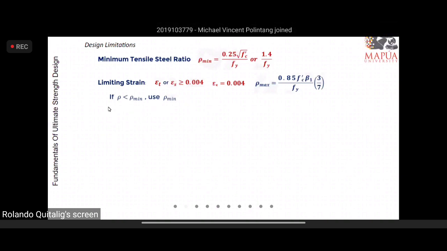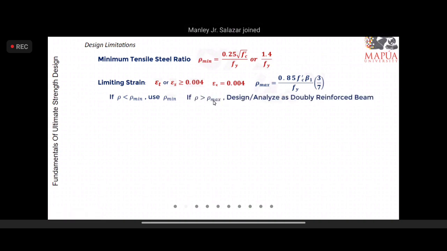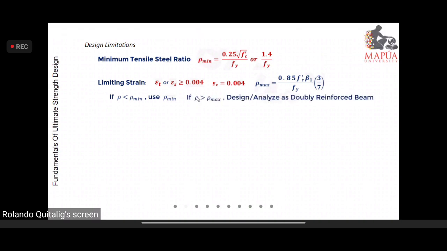So, if the computed rho is less than the minimum steel ratio, then we will use the minimum steel ratio. If the computed steel ratio is greater than the maximum steel ratio, then we are going to revisit our design and design dimension and or analyze it as doubly reinforced.